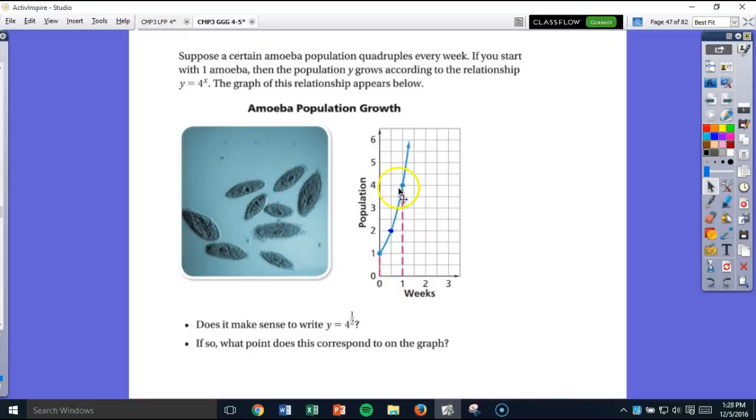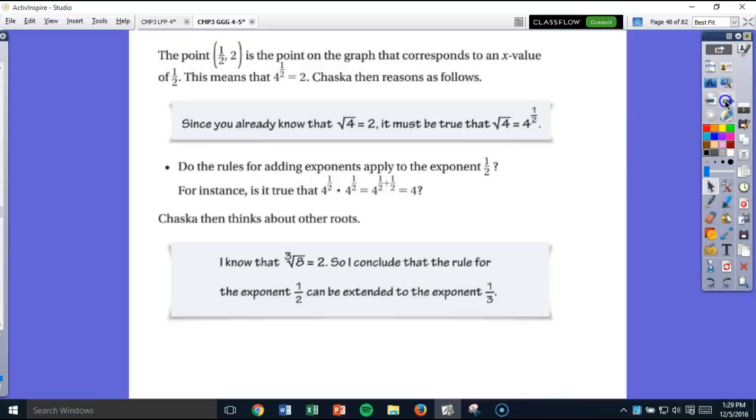Because after 1 week we know it's 4. At 0 weeks there was 1. So we know at some point in time between 0 and 1, when it got from 1 to 4, that it had to probably double at some point in time. So we want to find out when that is. Can we come up with a rational exponent to make that true? So we've done that. We plugged in y equals 4 to the 1/2, and we say that it winds up being the value of 2 here.